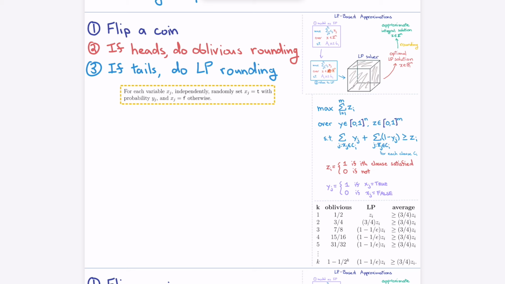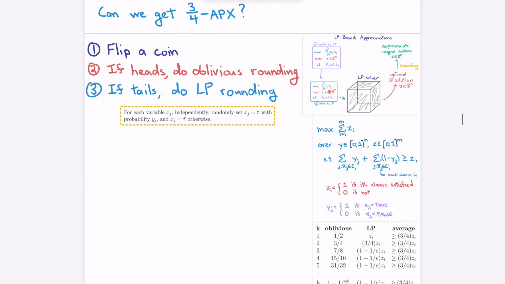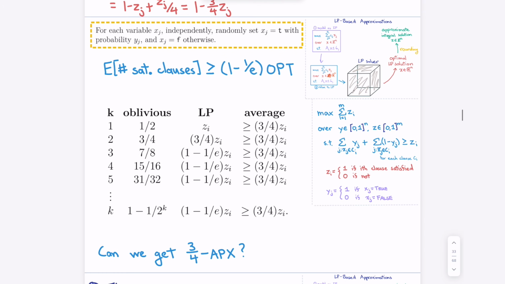But why would one of them be good? The max is probably higher than the average. In what sense? I just want to be a little careful when we say average, because this is some kind of intermixed thing, right? So some clauses do better under one and some clauses do better under the other.